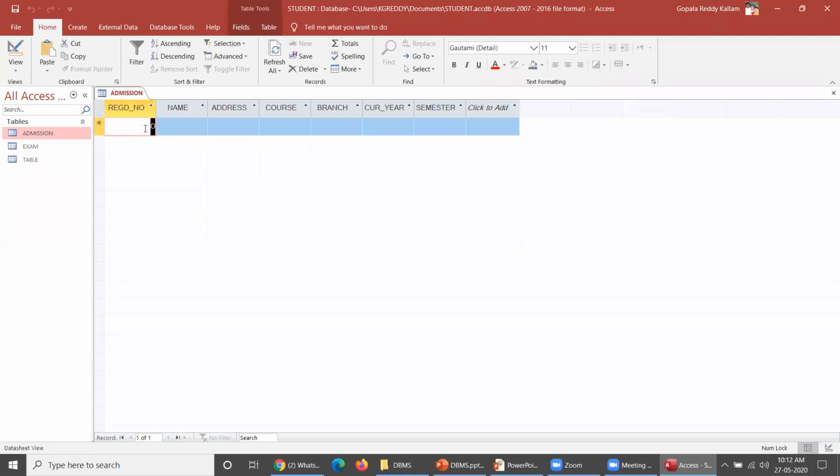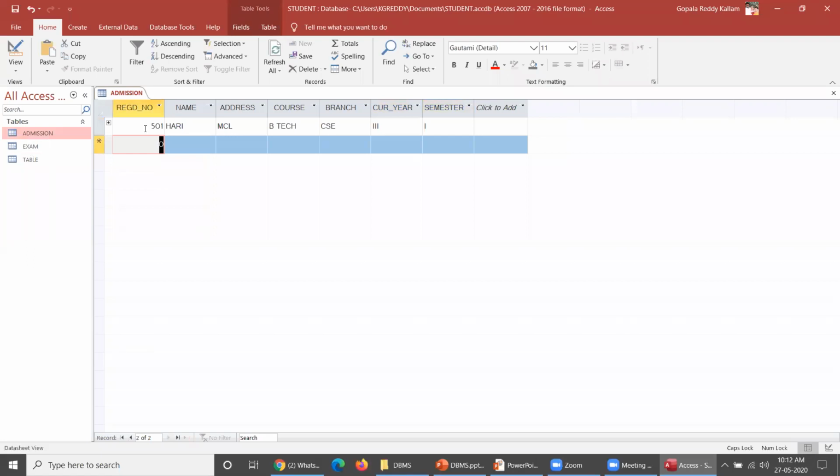Let me say, 501 is my first person's ID, and Hari is the person's name. Address is MCL, Machal. Of course, you could write anything. And CSC is the course. Course is BTech, and branch is CSC. And the current year is third year and first semester. So this is one particular row here.